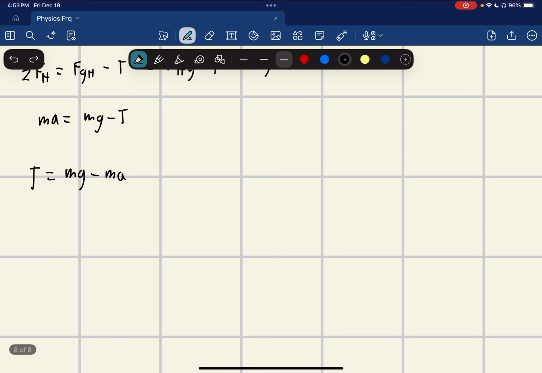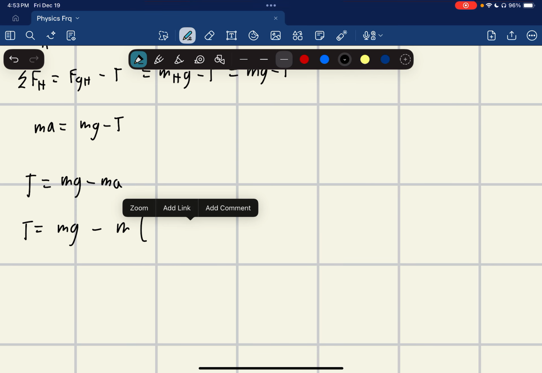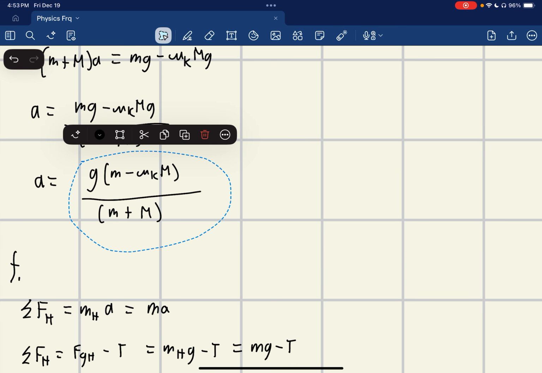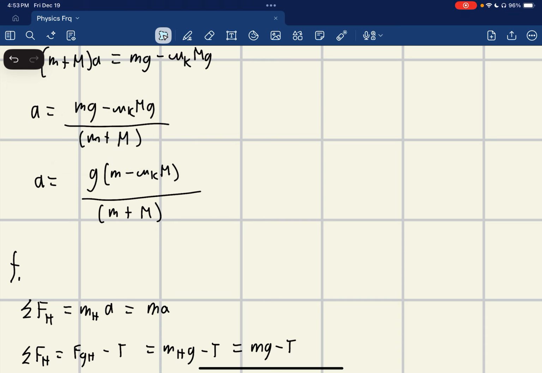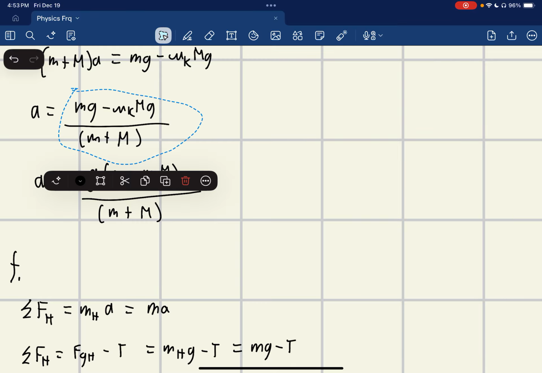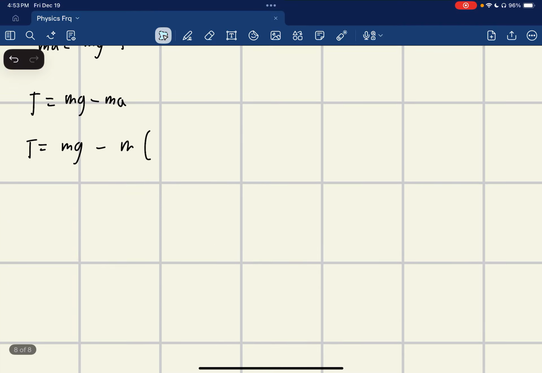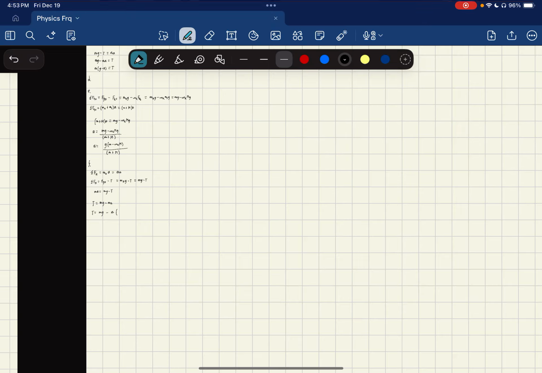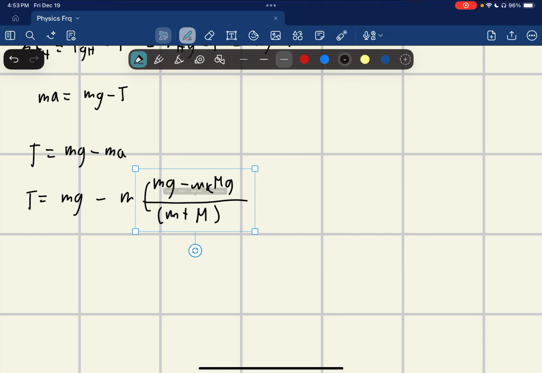So it would be T is equal to mg minus m times, copy? Yes, I did. Give me a second, sorry. Actually, I'll copy the one up in front without the g factored. Okay, copy this, and then, not zoom. Oopsies, sorry. Alright.